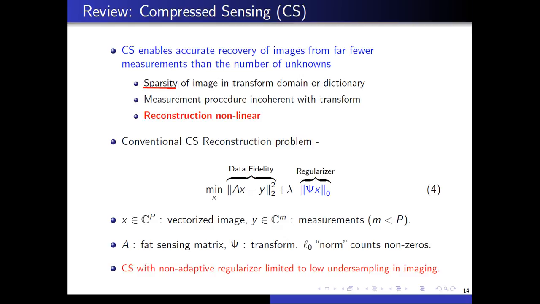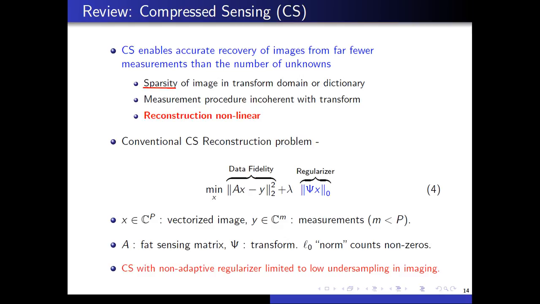But if you know that what you're looking for should be sparse, things suddenly become better. You don't need as many equations. You can get by with fewer equations. Okay, that's the idea of compressed sensing. So compressed sensing allows you to do this, use sparsity.